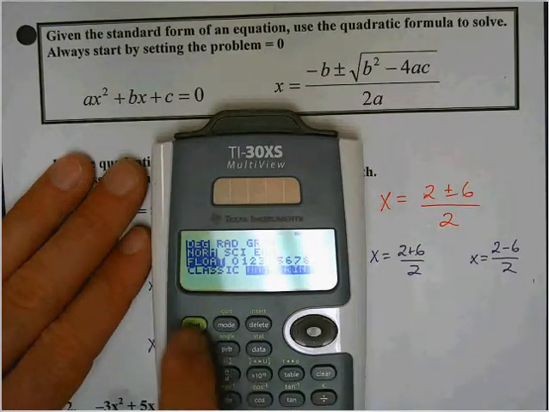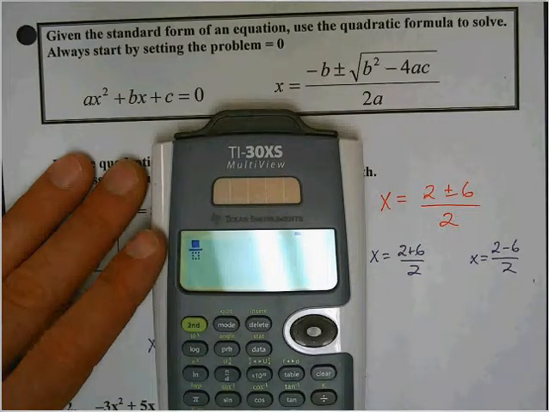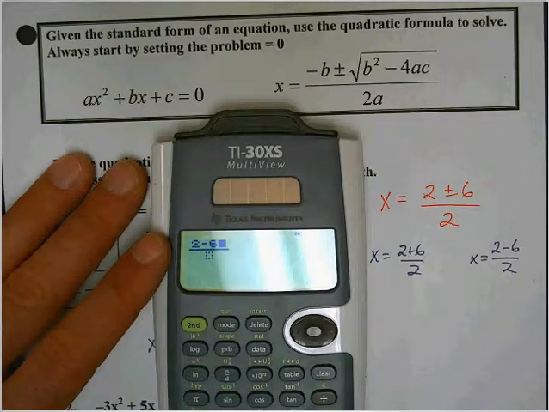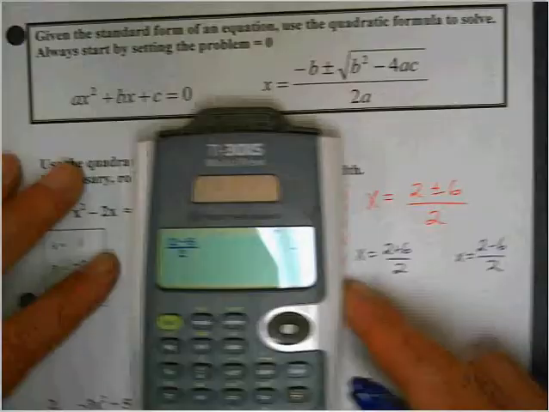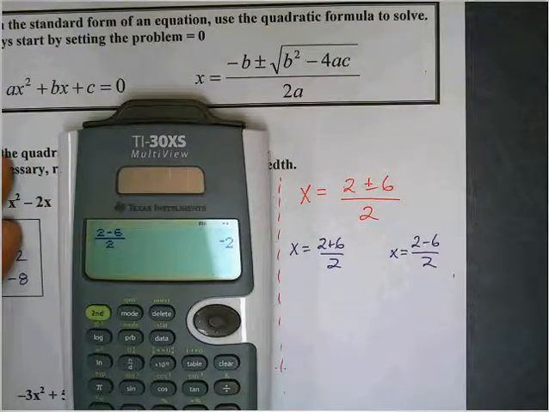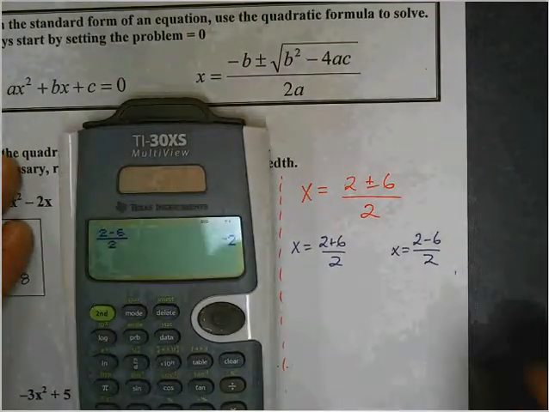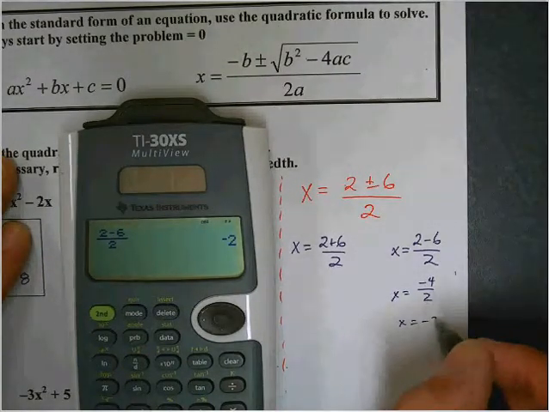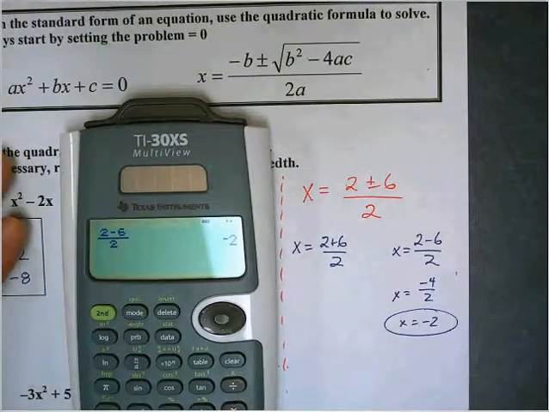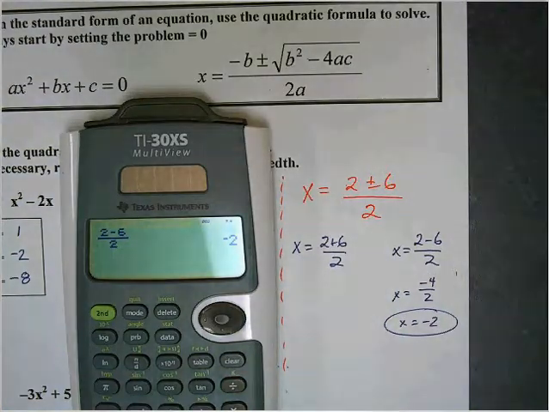All right, you have to be in math print mode to do that. I could go into fraction mode and say 2 minus 6 over 2, and now it's going to give me the correct answer. Or I can just think, what is 2 minus 6? Well, that's negative 4, so that's negative 2. Either way, you've got to do the whole top to one number, then divide by 2.